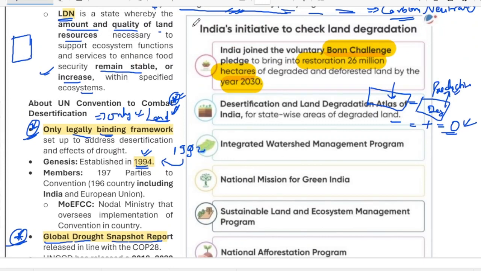Now what India is doing, because we have already seen that 9.45% of our area is degraded, so we must also do something. What is India's initiative? India has joined the voluntary initiative Bonn Challenge. The pledge is that we will restore 26 million hectares of degraded land by 2030. This is important, 26 million. This target should be read, understood and even remembered by you all.